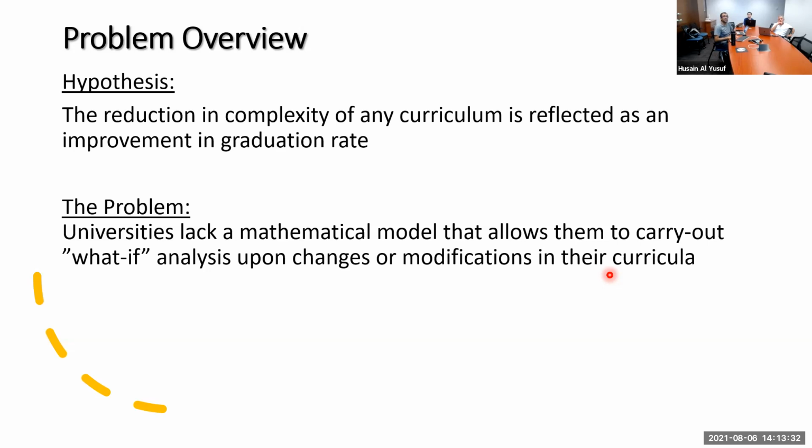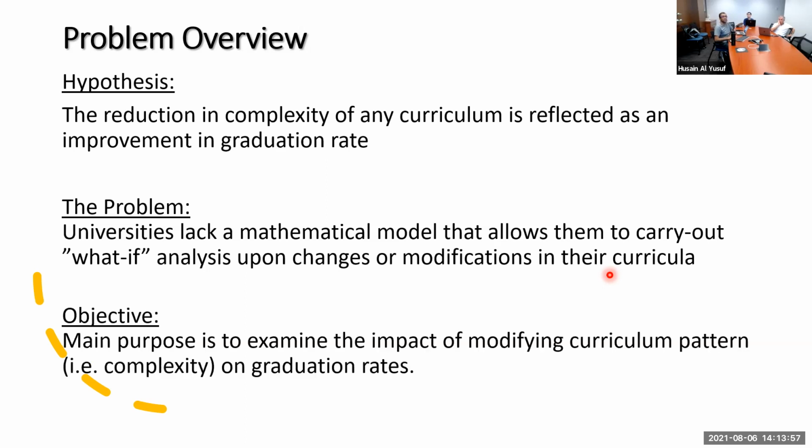So we say to the universities, let's go and change the complexity of the curriculum. But they can't see the impact. To see the impact, they have to wait 6 or 7 years at least to see what the graduation rate is after we change the complexity, which is a long time.